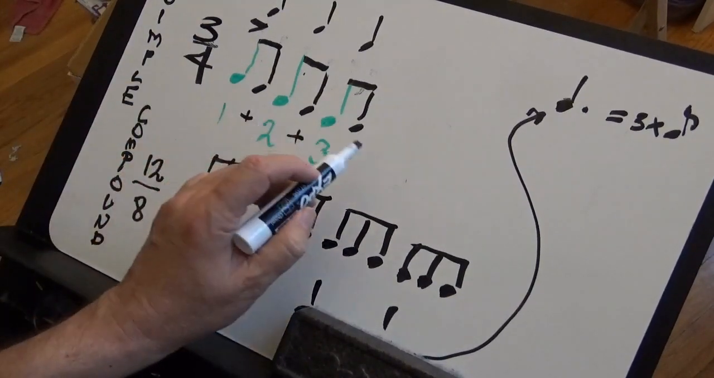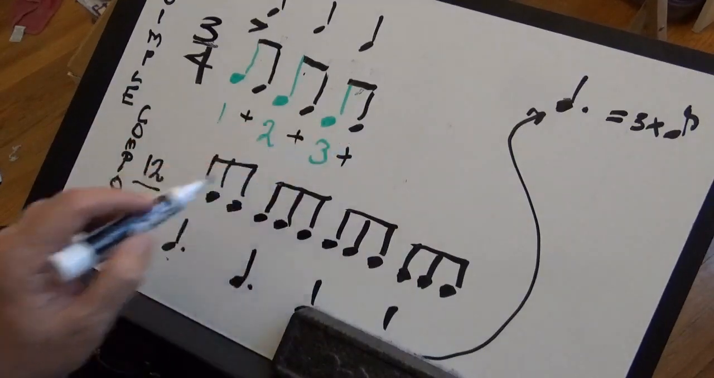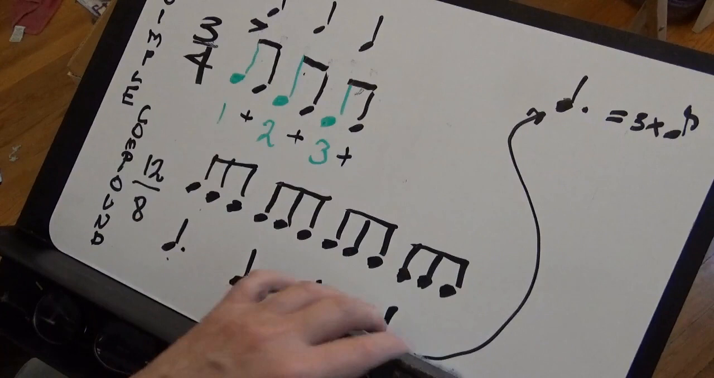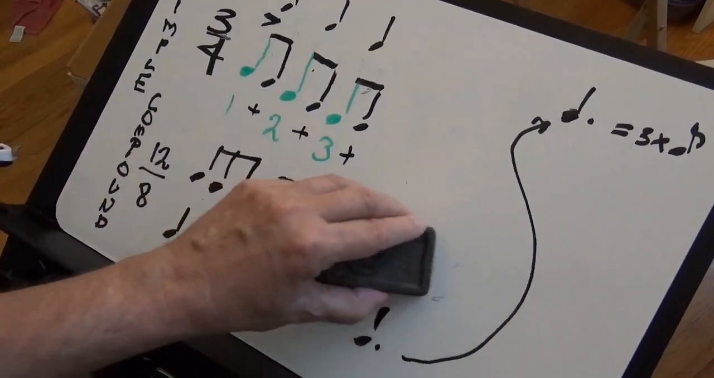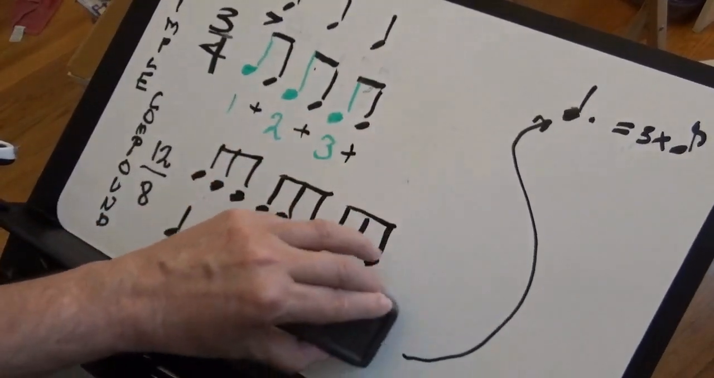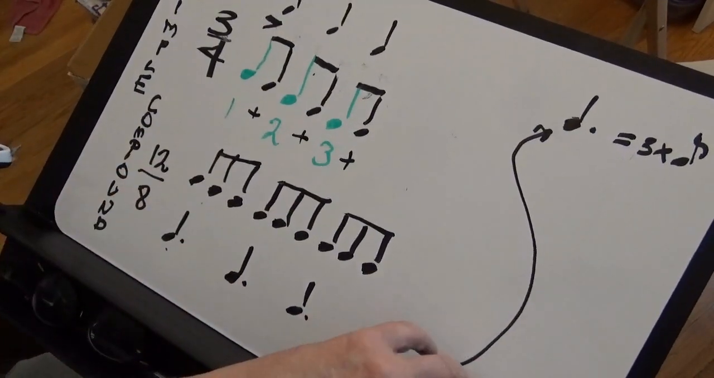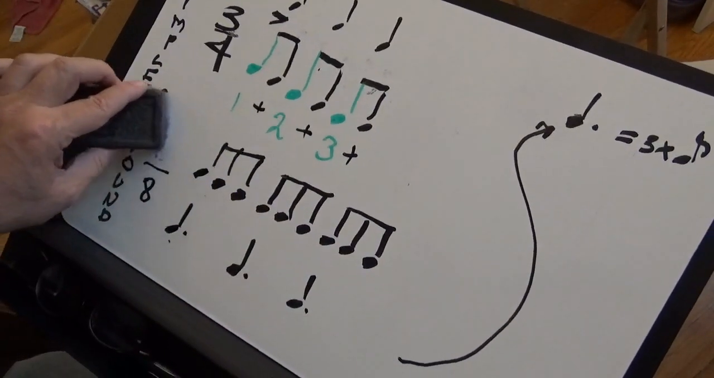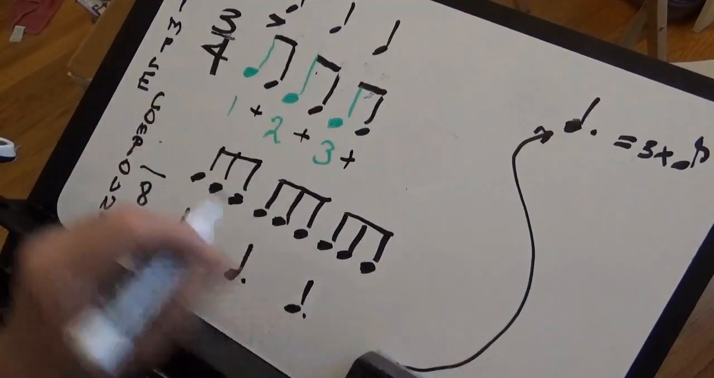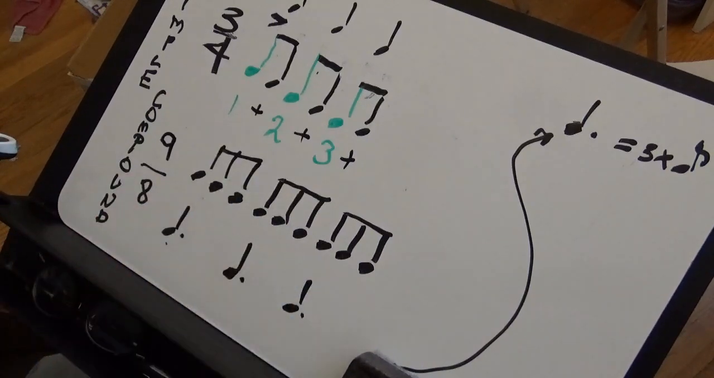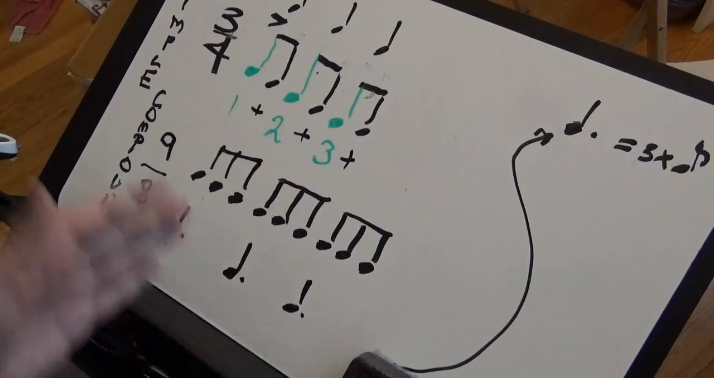One and two and three and, and this can be in triple also, in which case we erase this and we change this to a 9. Nine-eight time, which is the rhythm of a slip jig.